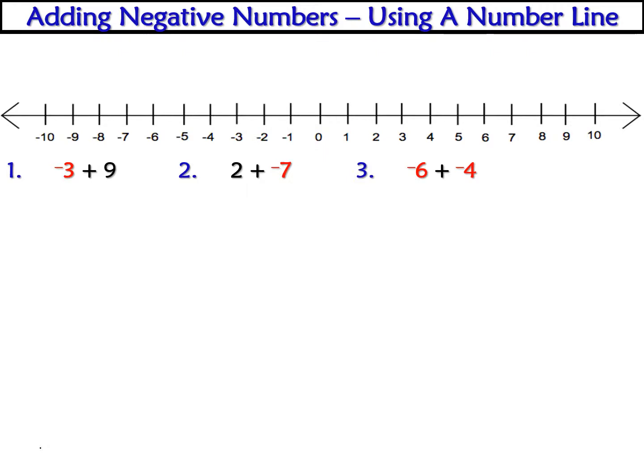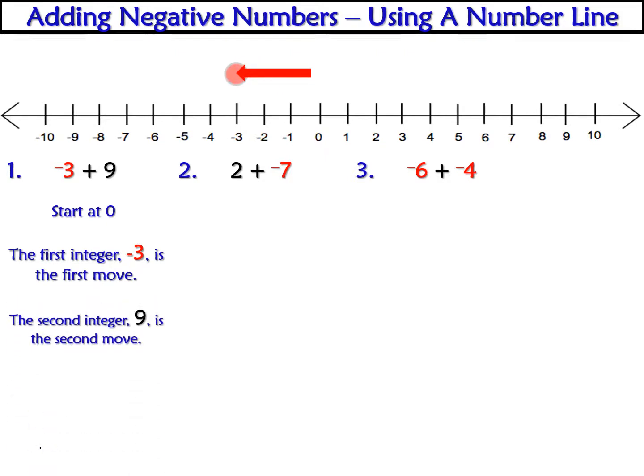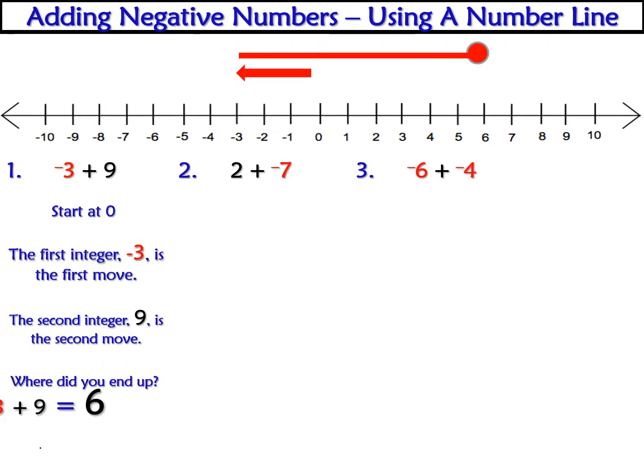Now, we can also find the answers to problems like this on a number line. So let's look at that first example again. If we were to find the solution to negative 3 plus 9 on a number line, we would start at 0 and then ask ourselves, what is that first integer telling us to do? Well, what it's telling us to do is move 3 backwards. So let's do it. What that second integer of positive 9 is telling us to do is now move 9 forward. So where did we end up? We ended up at positive 6.